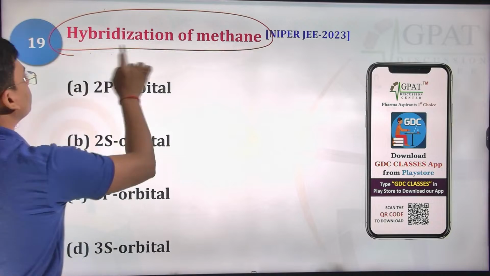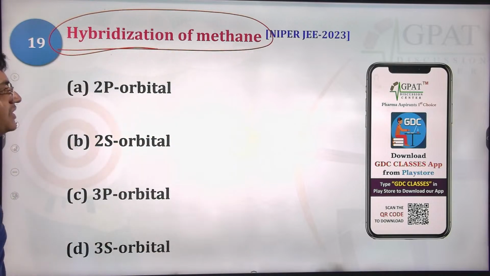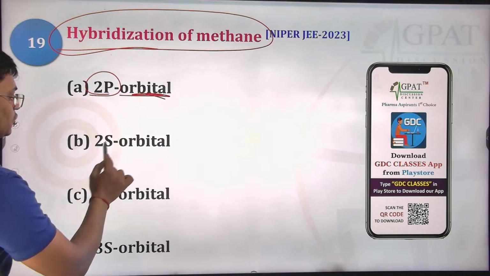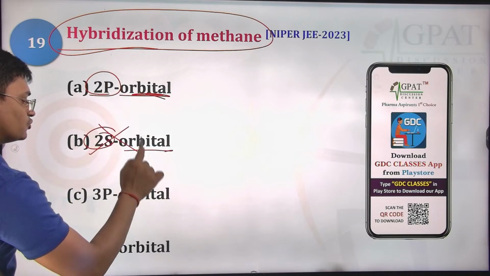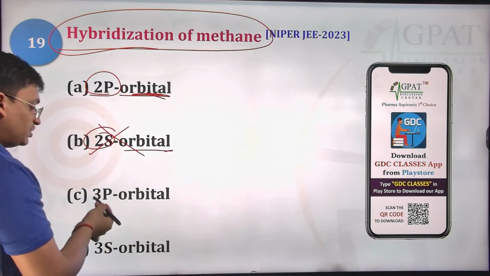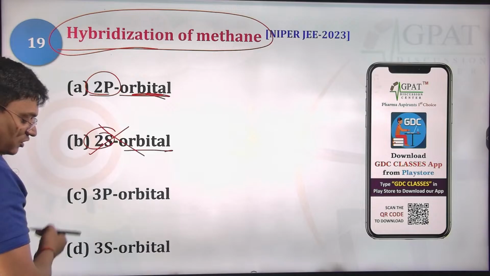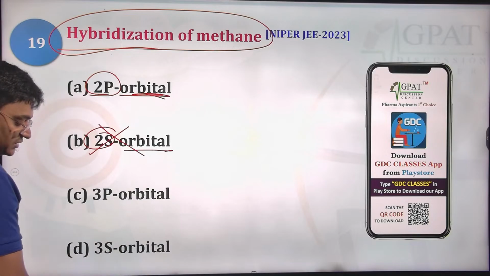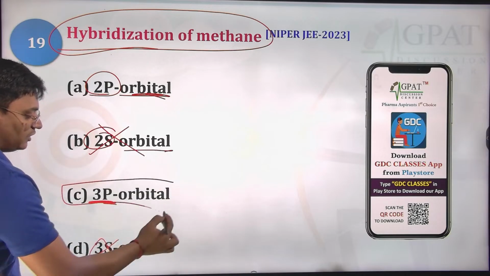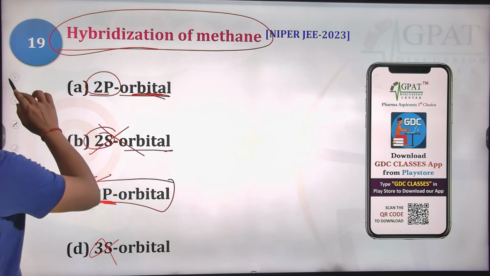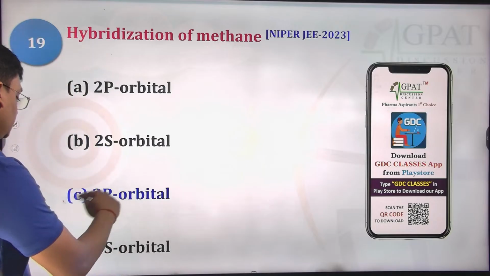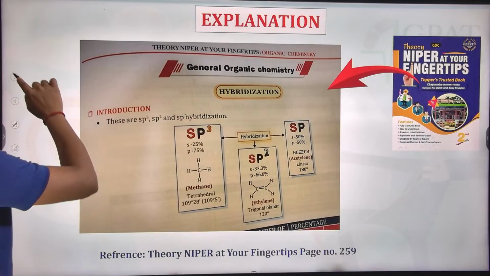Hybridization of methane. Two p orbitals and 2 s orbitals is not at all possible. Only 1 s orbital can participate in the hybridization. Three s orbitals is not possible either. It's because 3 p orbitals are involved in the hybridization in methane. So C will be your right answer.